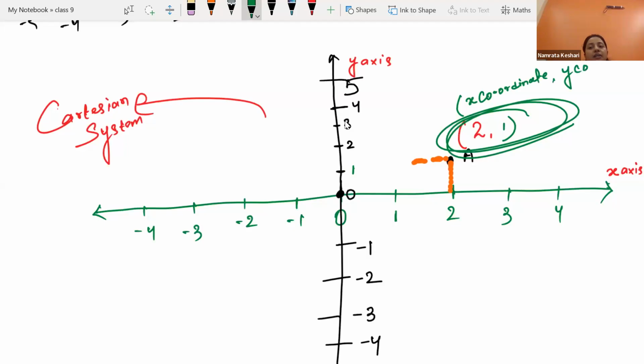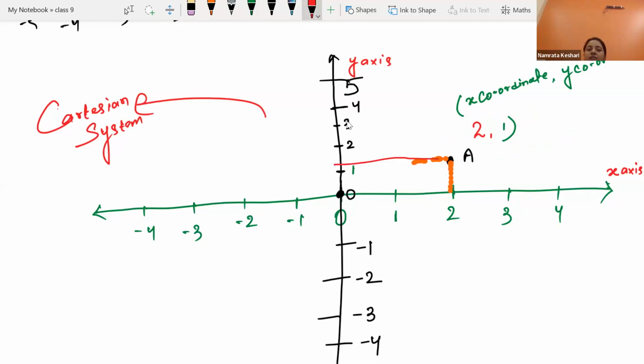How do we identify the x and y coordinates? From the given point, we drop a perpendicular, approximately, with just our pen. We draw a straight line to the x-axis and a straight line to the y-axis. Our line touches the x-axis at 2, so x will be 2, and it touches the y-axis at 1, so y will be 1. In brackets, this is how we write the coordinates. This is how we write the address in this system. Is it making sense?